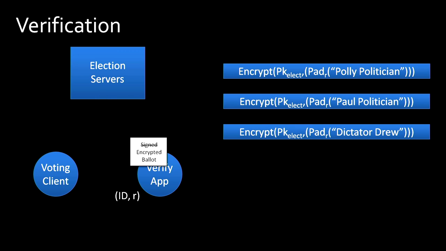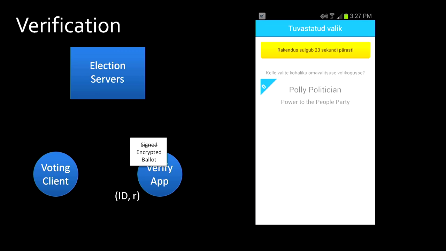Using the random coins that it got from the QR code, the smartphone app can try to brute force your ballot choice. It can try each possible choice until it finds one that encrypts to the same thing. Then it finds a matching one, and it displays the resulting candidate. As a safeguard against coercion, this validation procedure can only be done up to 3 times, and it can only be done for up to 30 minutes after the ballot is cast.